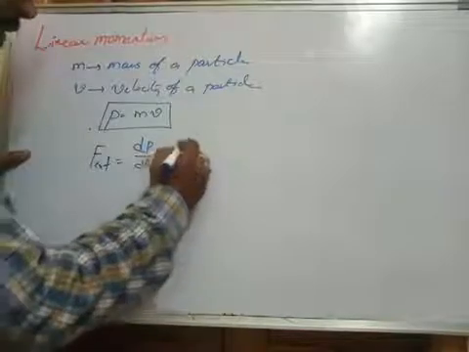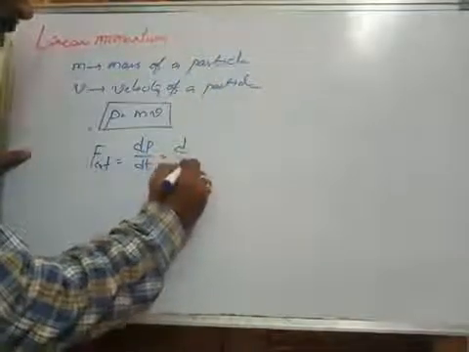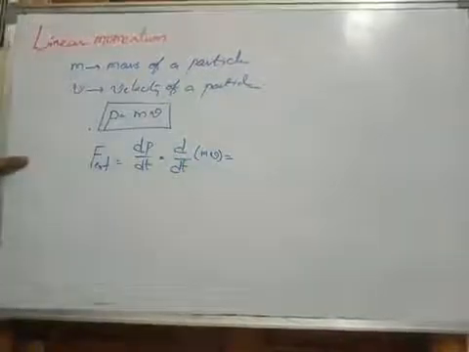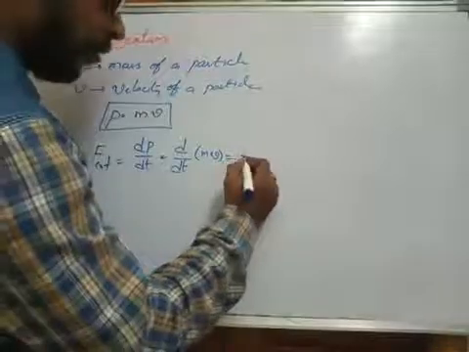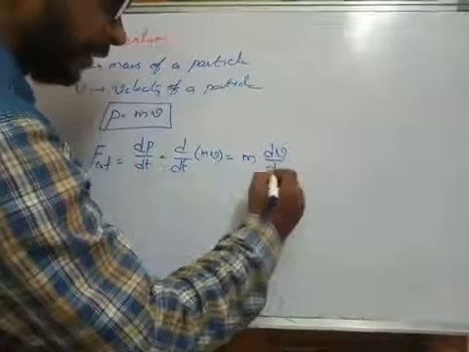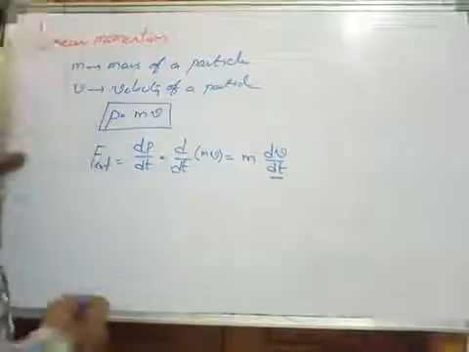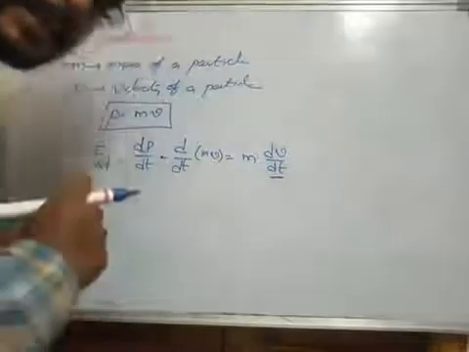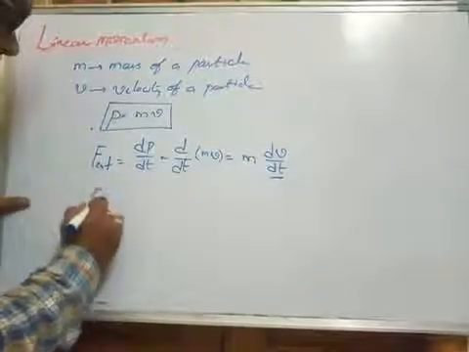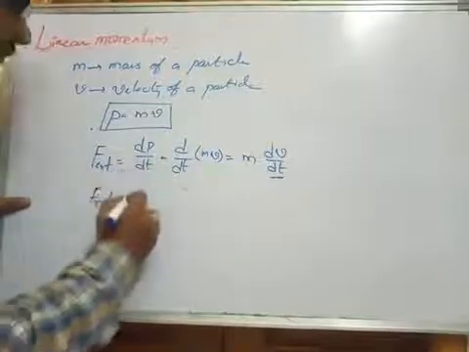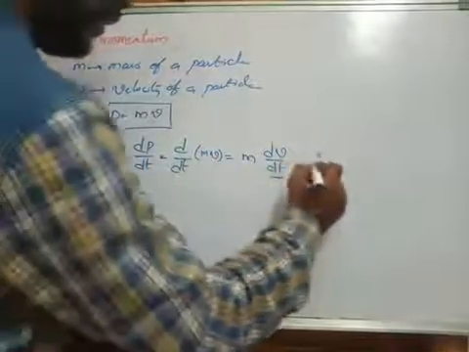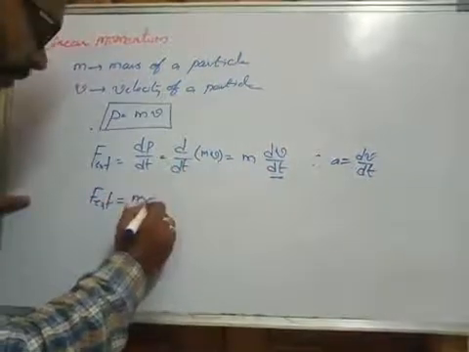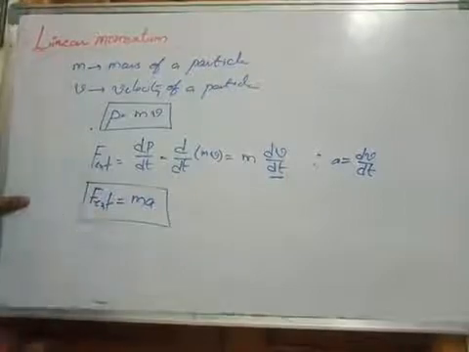Let us substitute the P value in this equation, where P is momentum, mv. M is a constant, so let us take m common, then we'll get dv by dt. So what is dv by dt? Rate of change of velocity is nothing but acceleration. Substituting a equal to dv by dt, we get F is equal to ma. This is Newton's second law.